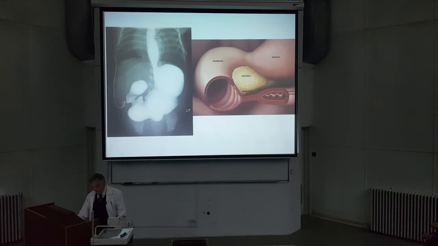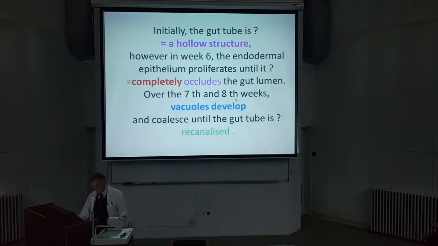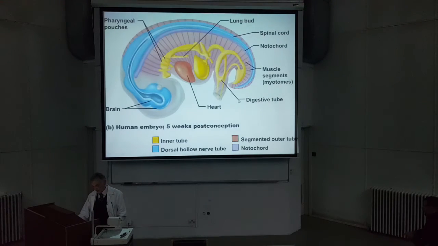Here is a case where the barium went through the esophagus, and this esophagus is dilated, the stomach is dilated, the first part of the duodenum is containing the barium, but it has stopped there because the recanalization did not happen. So in week 6, the tube is completely occluded then vacuoles appear, and there is recanalization.